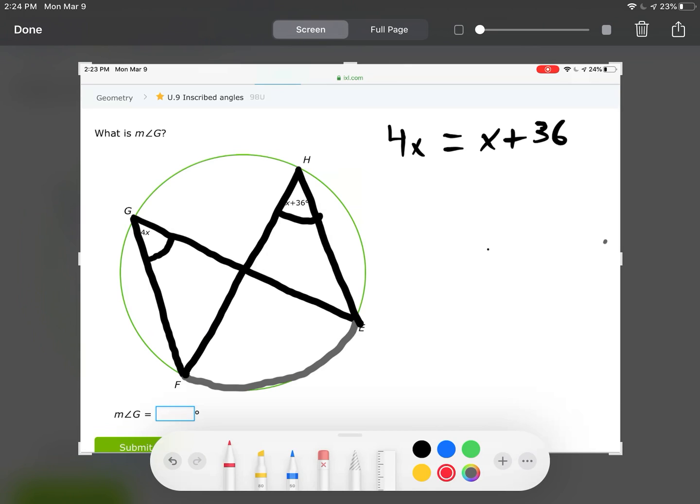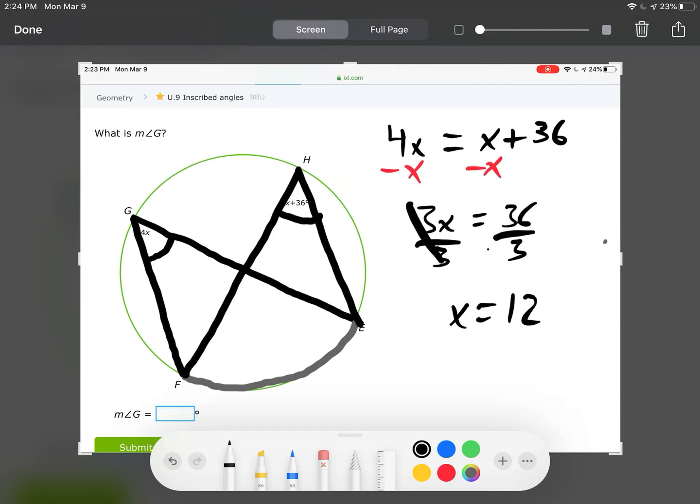We got to bring this x from the right-hand side over to the left, but we got to do it by subtracting. So we're going to get 3x equals 36, divide by 3, this cancels out, and we get x equals 12.